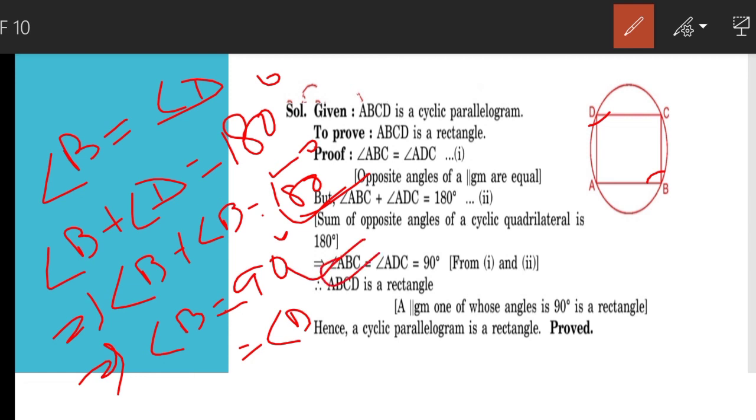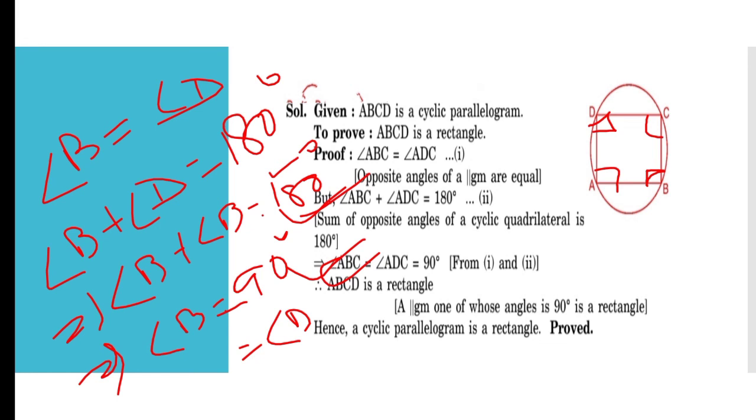So since the interior angle is 90, we can say the parallelogram is a rectangle, because one of the properties of a rectangle is that its interior angles are 90. By the same method we can show that angle C and angle A are 90. So we can say that such a cyclic parallelogram is a rectangle. So our question number 12 is proved.